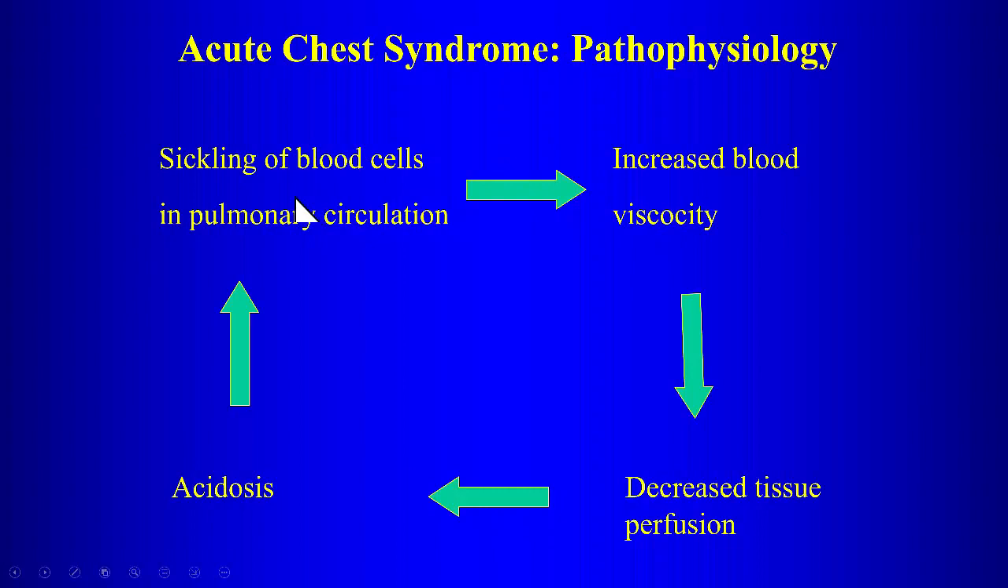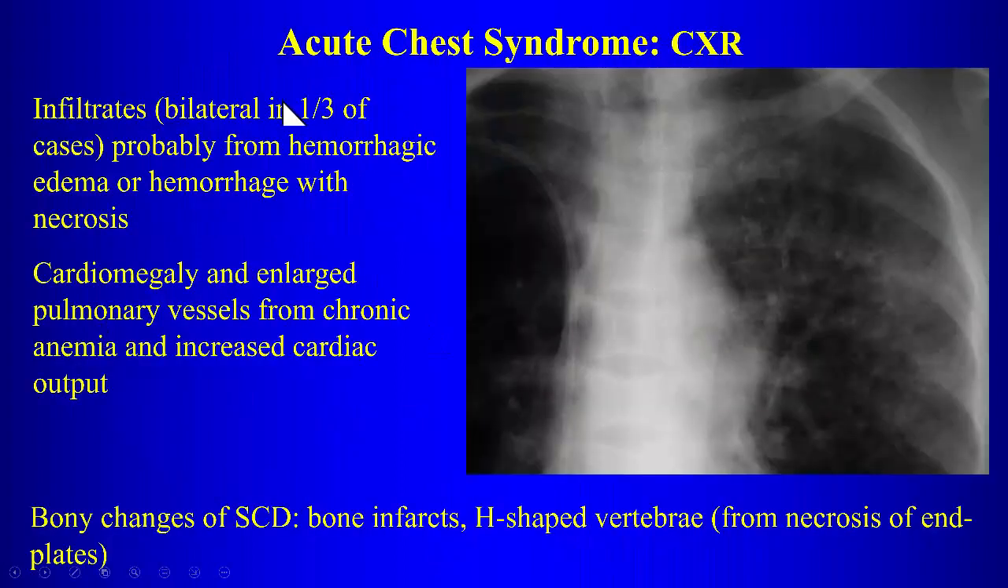So when you get sickling of cells, increased blood viscosity, decreased tissue perfusion, acidosis, more sickling of cells, so it's a vicious cycle when the sickling of cells develops in these patients with acute chest syndrome. Consolidations, cardiomegaly, enlarged pulmonary vessels, bony changes of sickle cell disease, infarcts, H-shaped vertebra, right? These are things that you want to notice on the chest radiographs.